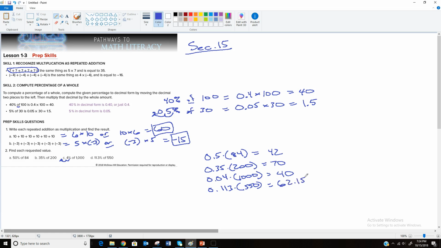So that's it for our prep skills. So we're going to pick up with the class and group and application problems, and to finish up section 15 in our book.